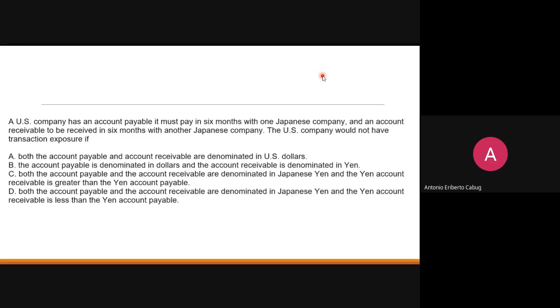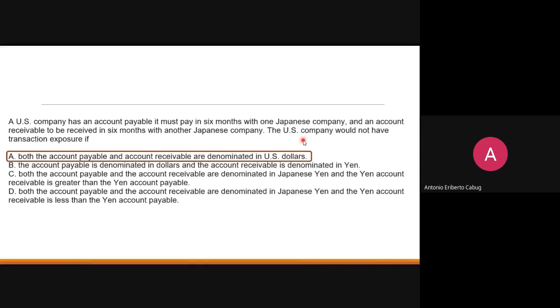So, is it possible that the US company will not be exposed to foreign exchange risk? Yeah, it is possible. How? Create the terms in a way that the inflow and outflow will be in US dollars. Tama kayo. The correct answer is letter A. Both the account payable and account receivable are denominated in US dollars.